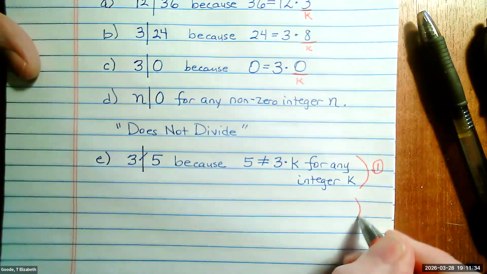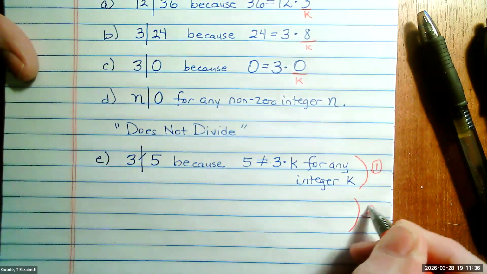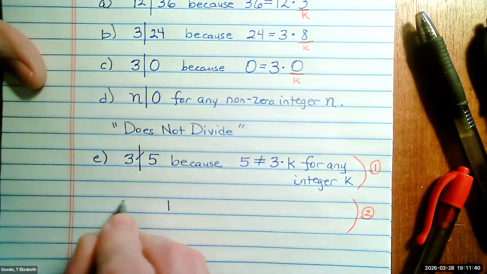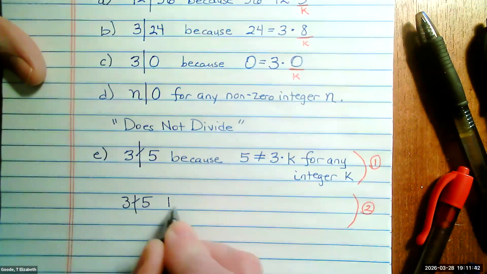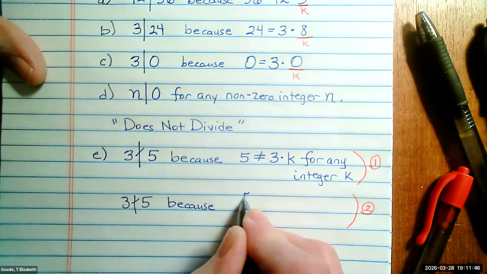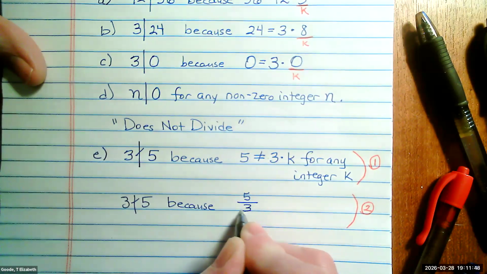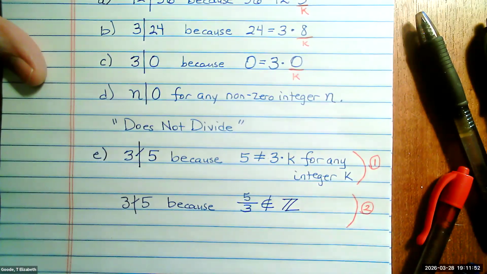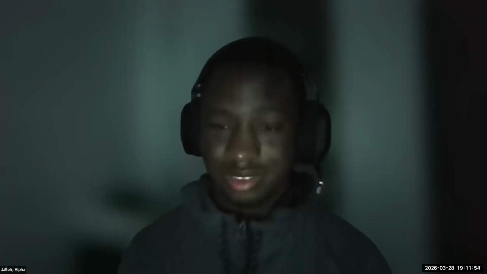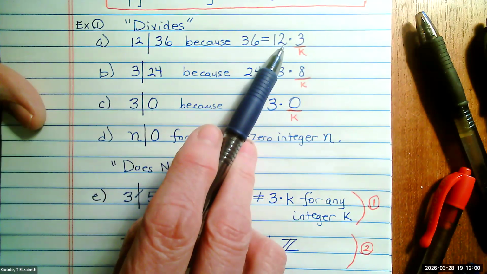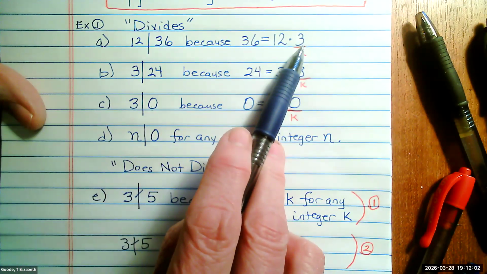But there is another explanation that you could use if you like, and if you read the book, you'll see it. 3 does not divide 5 because when you take 5 and divide it by 3, that is not an integer. You see over here, when we take 36 and divide it by 12, we get the integer 3.